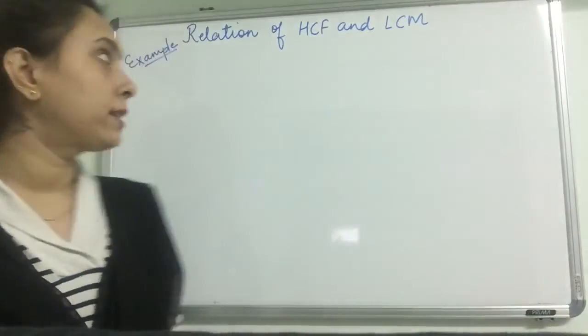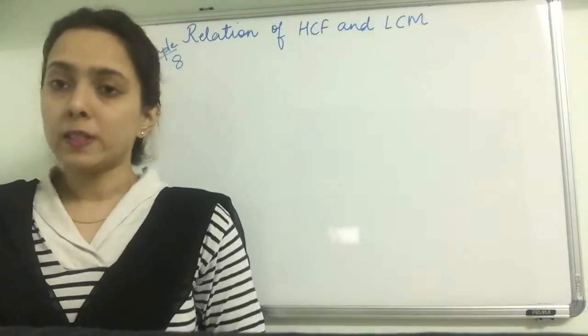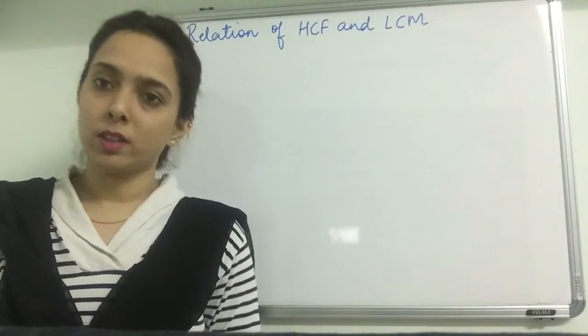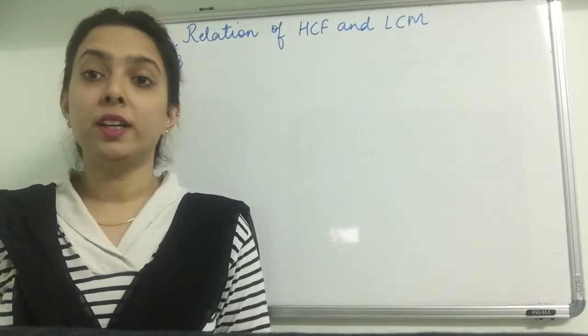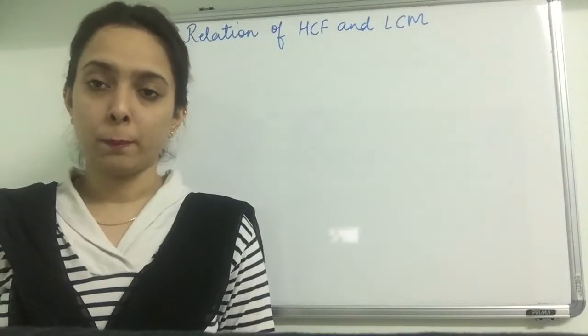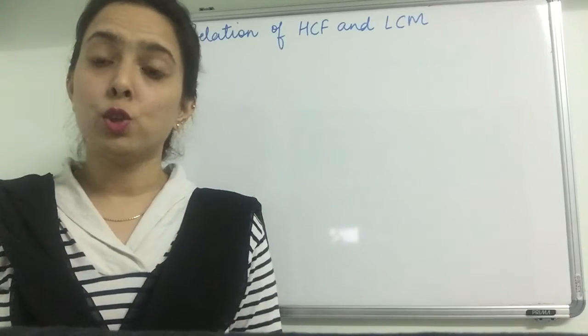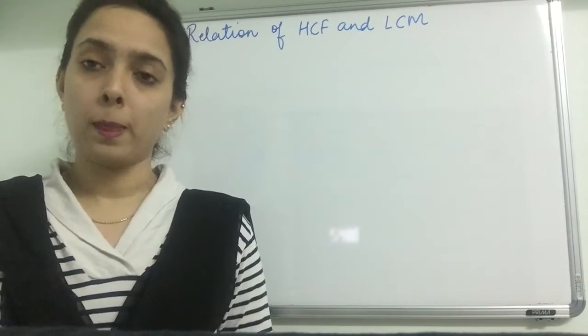Now the example number 8. First let's discuss what is given to us in the question. Find the greatest number which divides 56 and 84 exactly. So from this question you should understand what the question is asking.